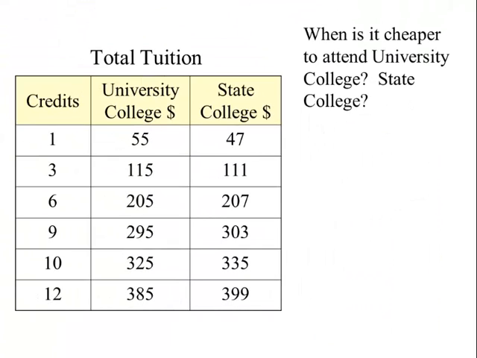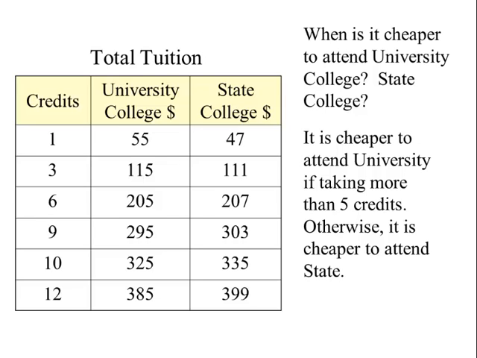When is it cheaper to attend university college or state college? It's cheaper to attend university college if you're taking more than 5 credits. And if you take less than 5 credits, the state college is cheaper.